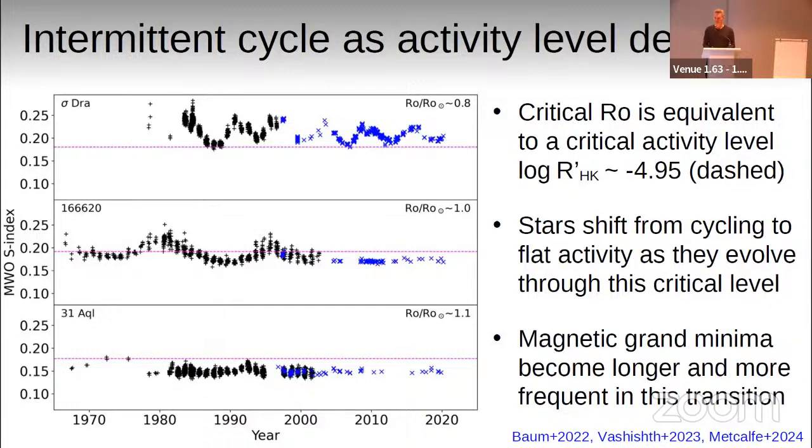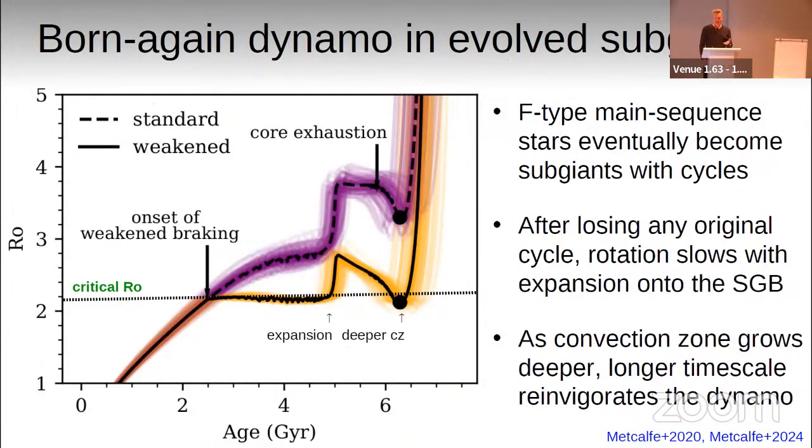The last clue is super exciting because it's a really direct test of this idea. In 2020, we found this star, 94 Aquarii A. It's a subgiant with a very clear cycle. And when we tried to model the rotational evolution, we found that it was in this very special evolutionary state just before ascending the red giant branch.